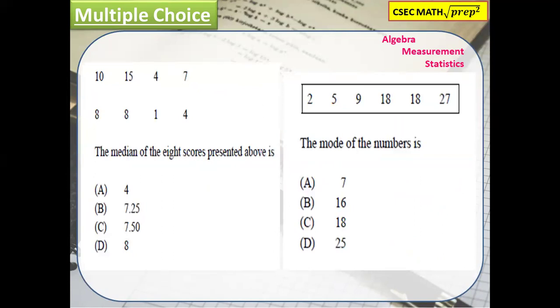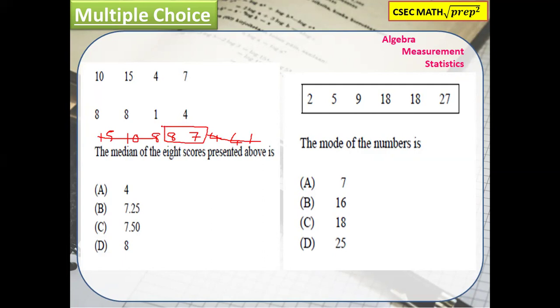Now, the other concept is median, and that's the middle number when all the numbers are organized in descending or ascending order. I'm going to organize these numbers in descending order. Go from the largest one, 15, 10, 8, 8, 7, 4, 4, 1. Now, these three, leaving me with these two in the middle.